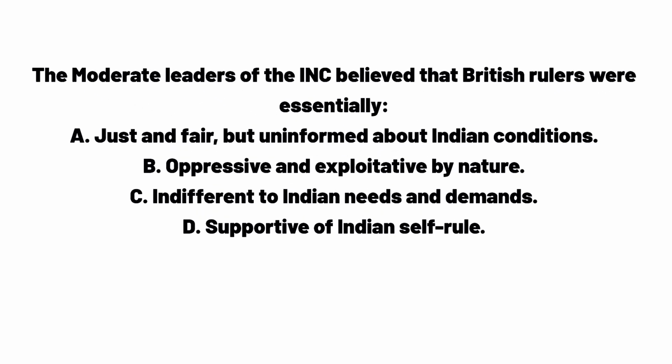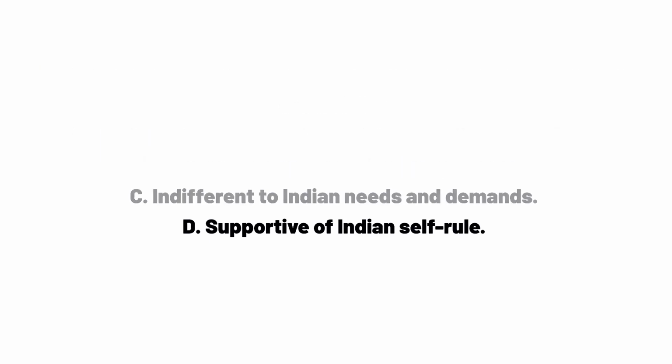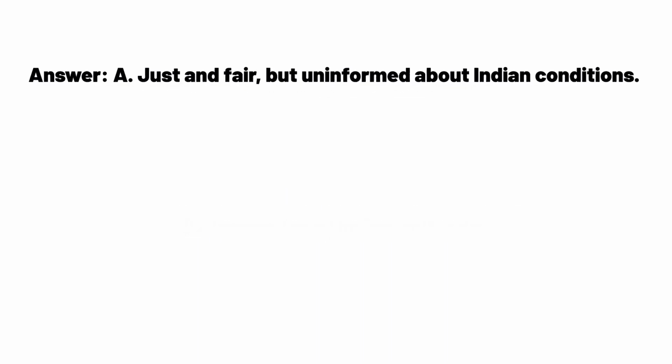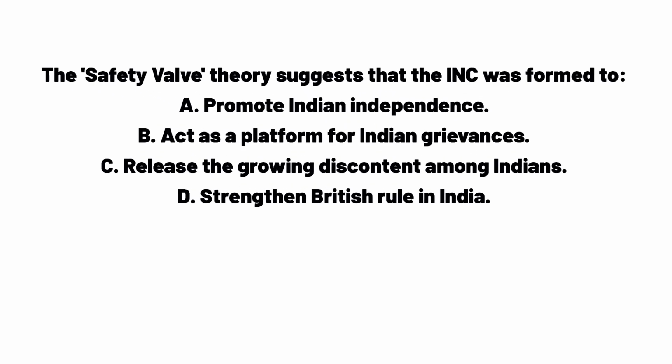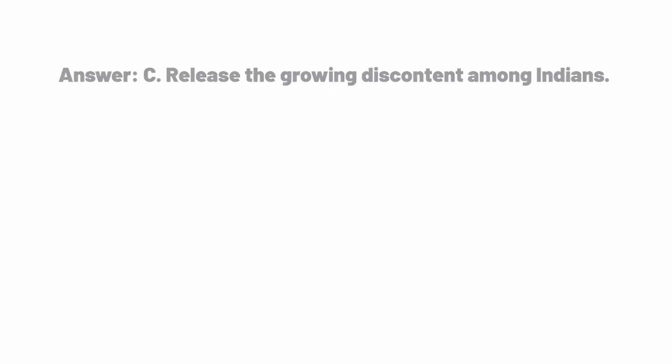The moderate leaders of the INC believed that British rulers were essentially A. just and fair, but uninformed about Indian conditions, B. oppressive and exploitative by nature, C. indifferent to Indian needs and demands, D. supportive of Indian self-rule. Answer: A. just and fair, but uninformed about Indian conditions. The safety valve theory suggests that the INC was formed to A. promote Indian independence, B. act as a platform for Indian grievances, C. release the growing discontent among Indians, D. strengthen British rule in India. Answer: C. release the growing discontent among Indians.